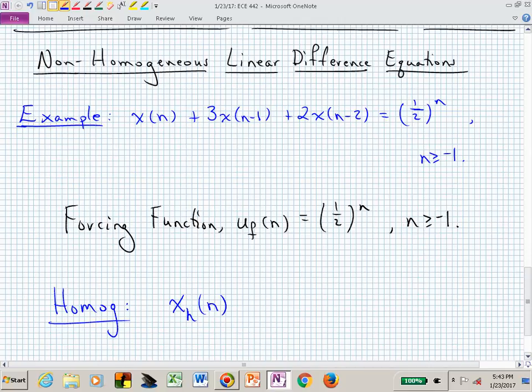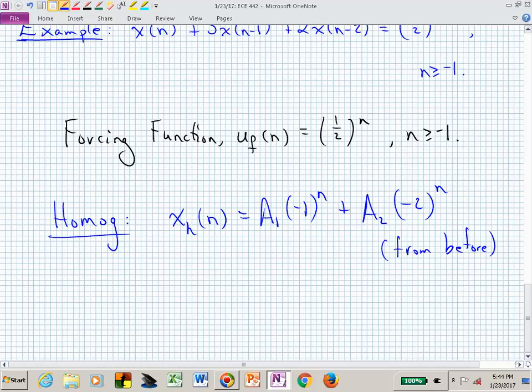We found the values of z, and those were -1 and -2. The structure then for the homogeneous is a1 times one of those z's, -1 to the n, plus a sub 2 times another one of those, which is the -2 raised to the n, and this is from before. If you've forgotten, hopefully you can go back into the notes and find that structure.